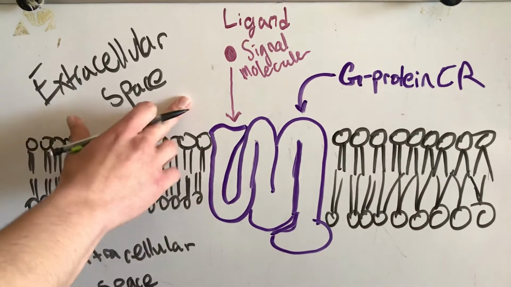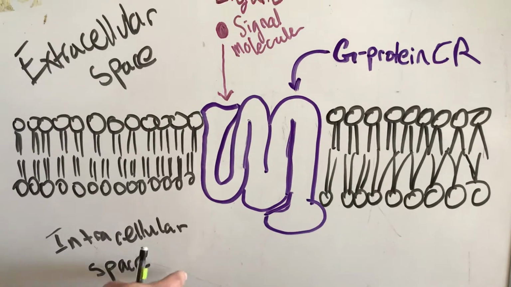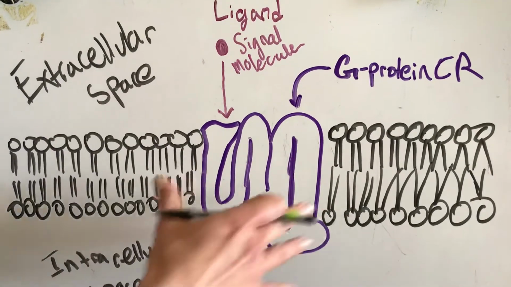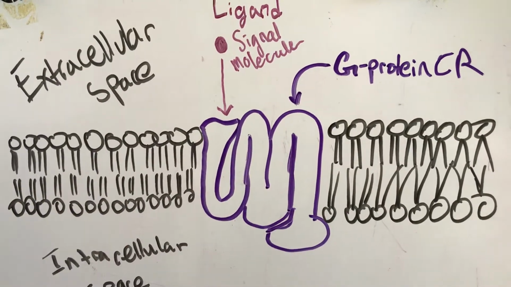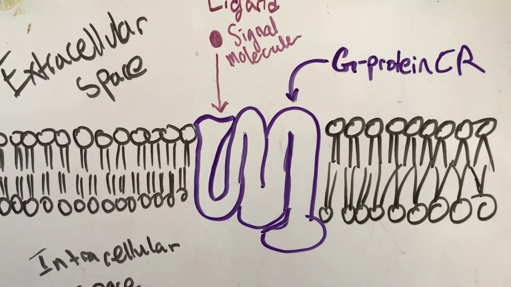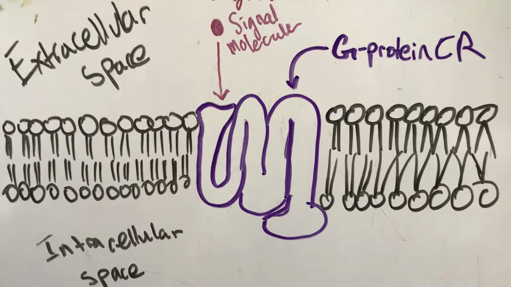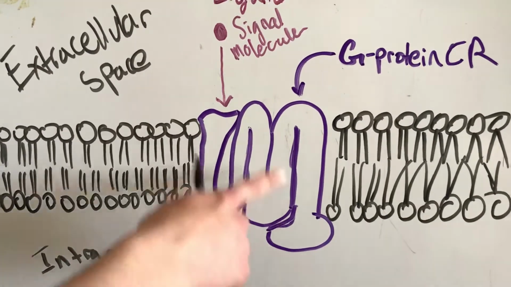Here we have the extracellular space. The intracellular space is on this side, and attached to the phospholipid bilayer in between is the G protein coupled receptor, also known as the GPCR. GPCRs interact with G proteins in the plasma membrane.